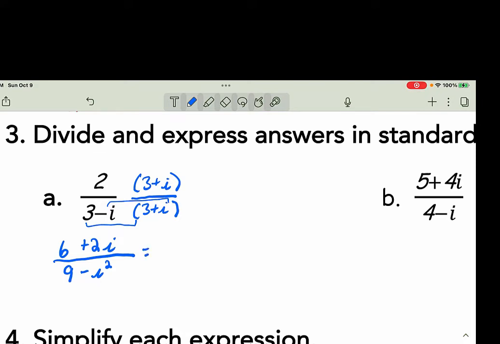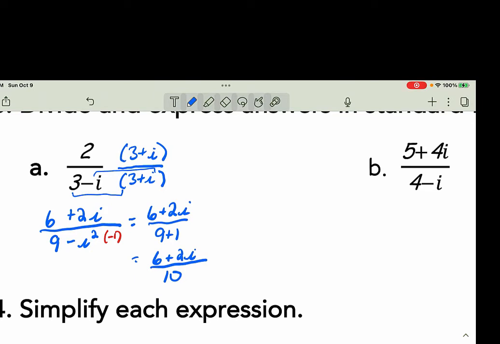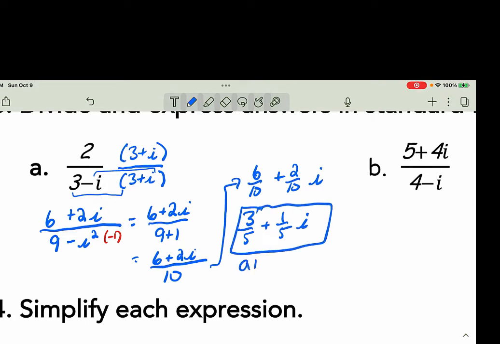So this is going to equal 6 plus 2i, and notice that the i squared is going to be negative 1, so the bottom winds up being 9 plus 1, which equals 6 plus 2i over 10. And what we do with this is we simplify it. So I'm going to go ahead and break this down. This is going to be 6 over 10 plus 2 over 10i, and these reduce further as 3/5 plus 1/5i. Notice we did this so that this is in standard form, which again is a plus bi.